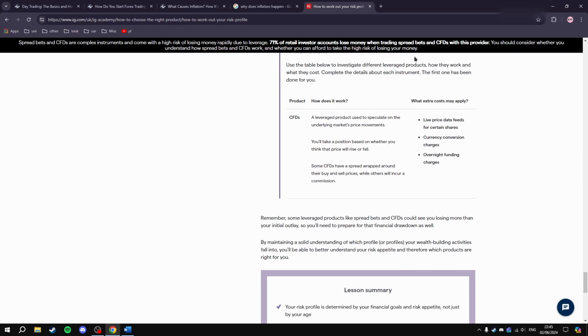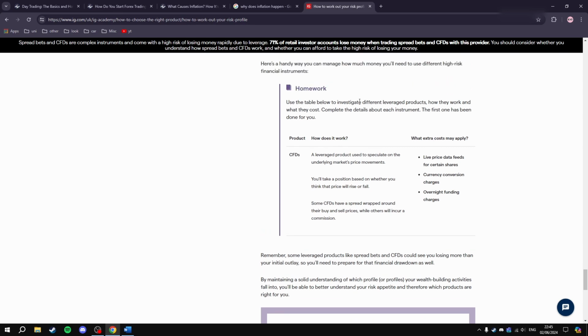CFDs. How does it work? A leverage product used to speculate on the underlying market's price movements. You take a position based on whether you think the price will rise or fall. Some CFDs will have a spread wrapped around their buy and sell prices, whilst others will incur a commission. What extra costs may apply? Live price data fees for certain shares, currency conversion charges, overnight funding charges.